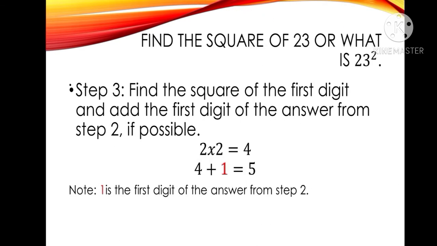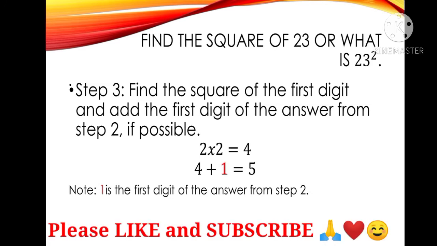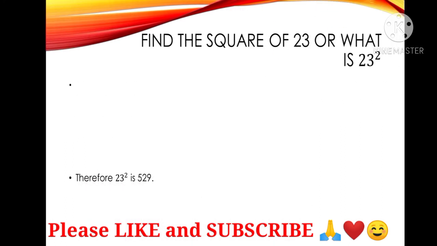Our step 3 is to find the square of the first digit and add the first digit of the answer from step 2 if possible. Our first digit is 2, so we have 2 times 2 is equal to 4. 4 plus the 1 which is the first digit of the answer from step 2. Yung kanina ang sagot doon ay 12, so ang first digit doon ay 1. So we're going to add it to the answer from step 3. So we have 4 plus 1 is equal to 5. So we have the answer. Our answer for 23 squared is 529.